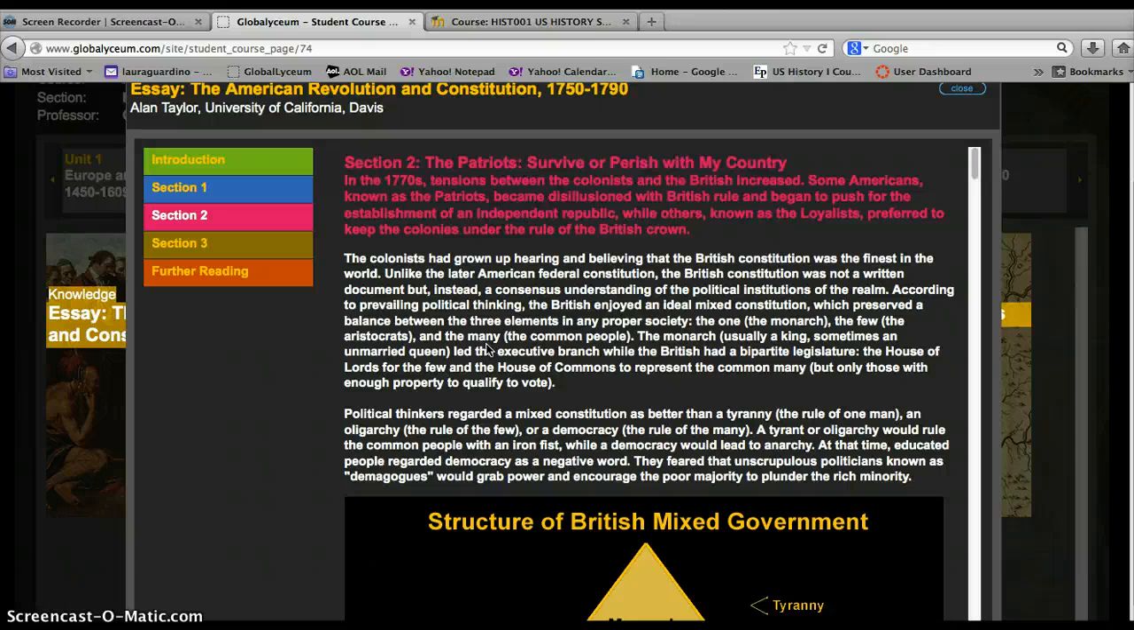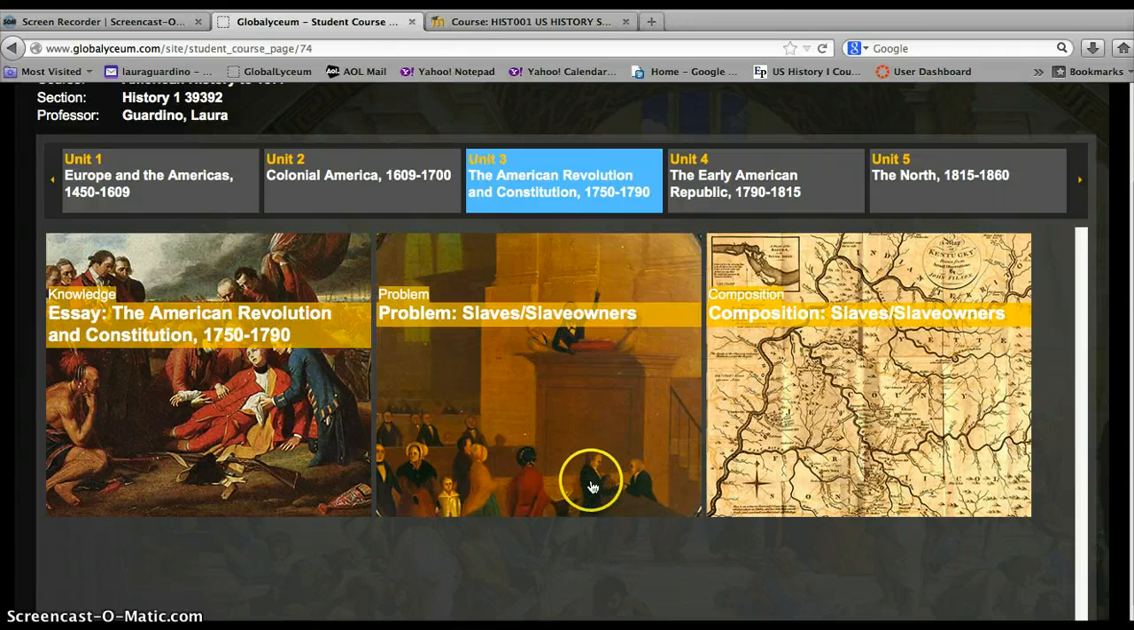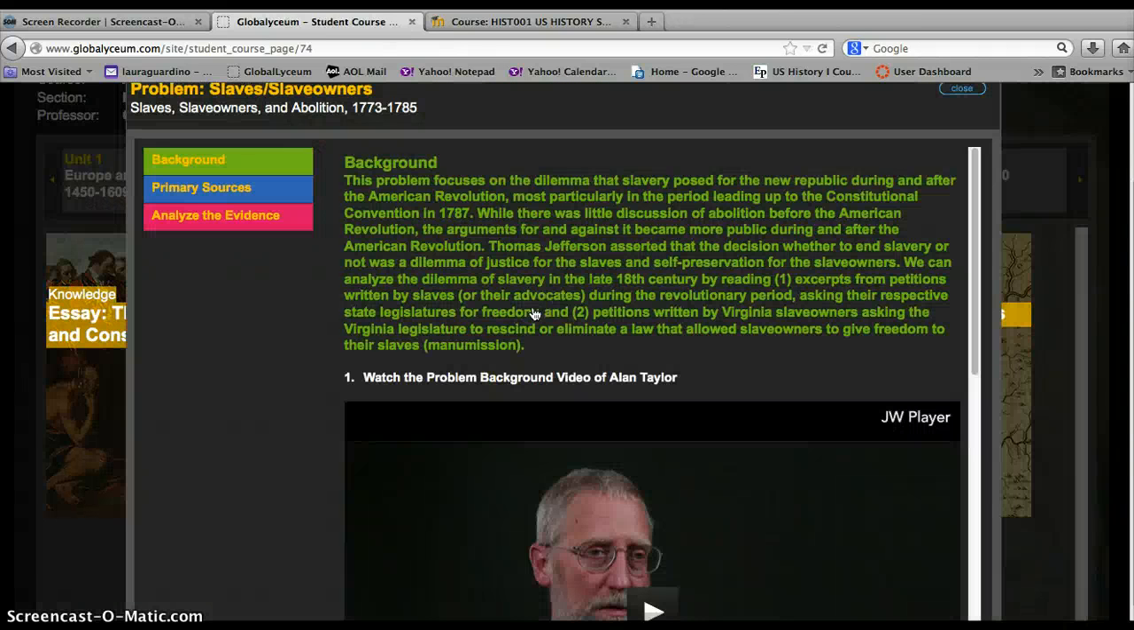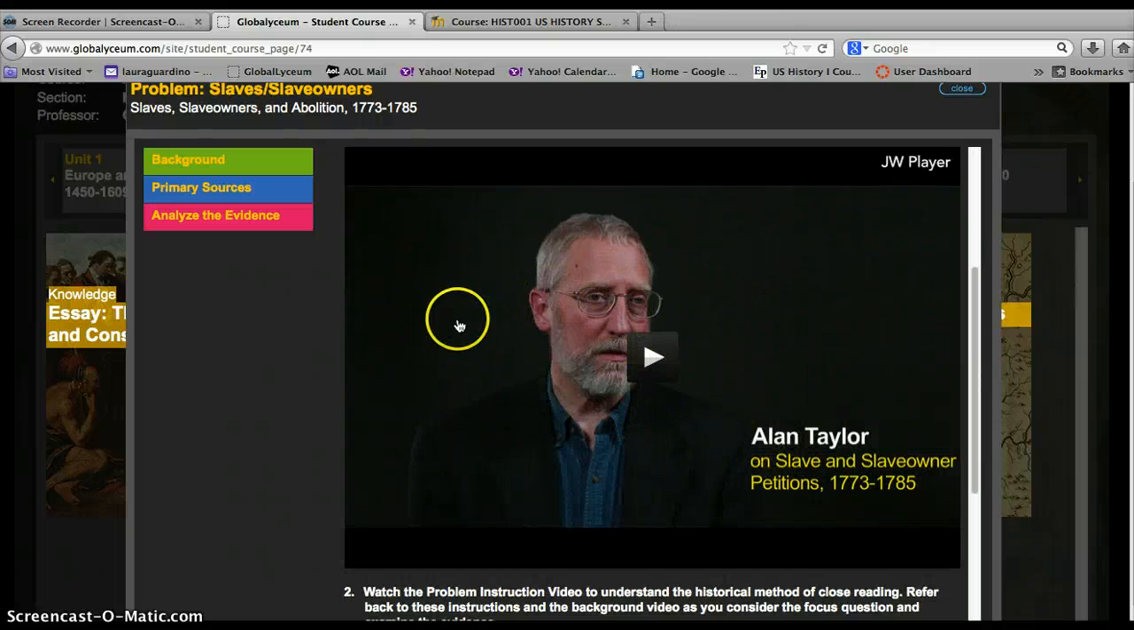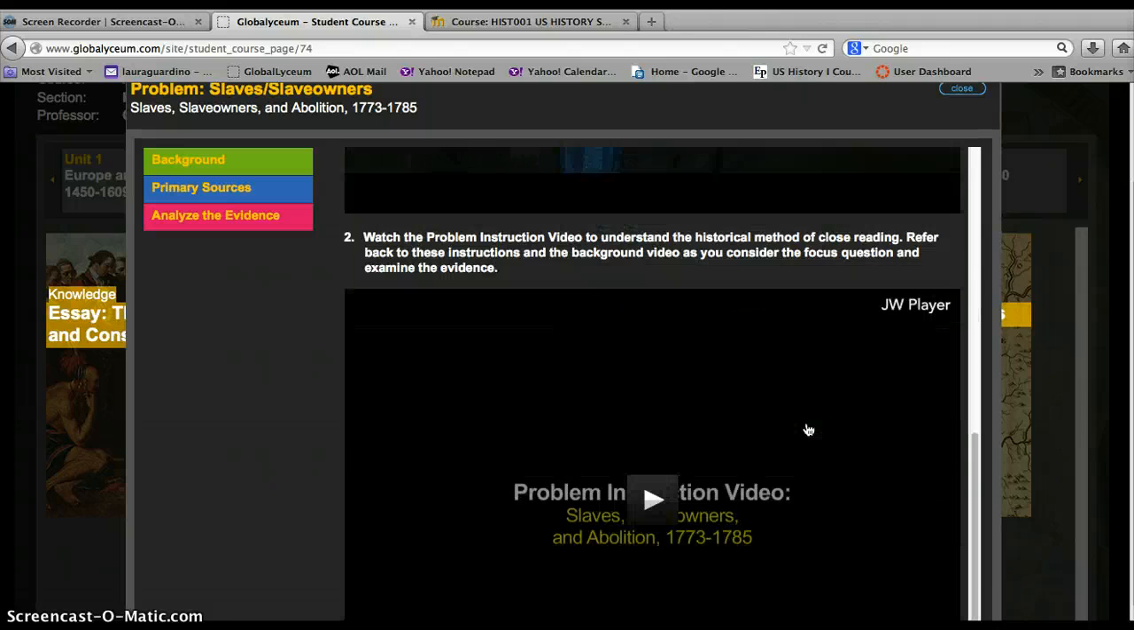And it's the only thing you have to do this week in regards to the reading. The quiz will go up today, and you will have till Sunday to complete it. The other thing you have to do is complete the problem. This week our problem is on slaves and slave owners. And as you can see, Alan Taylor, the historian who wrote our essay, gave us a great background on the slave and slave owner petitions.